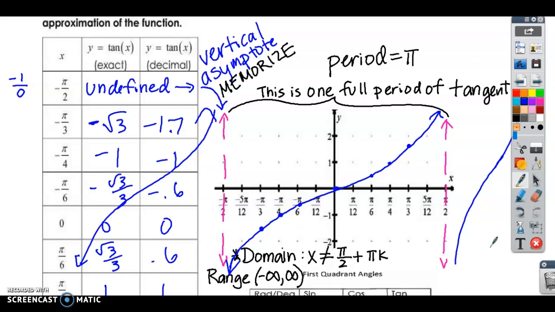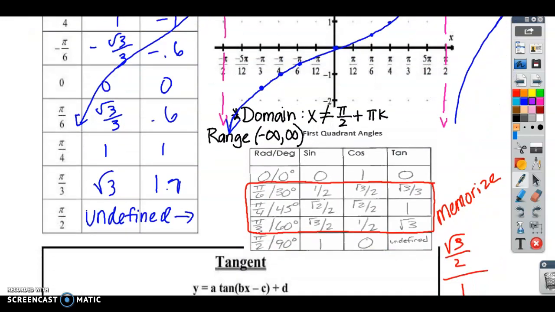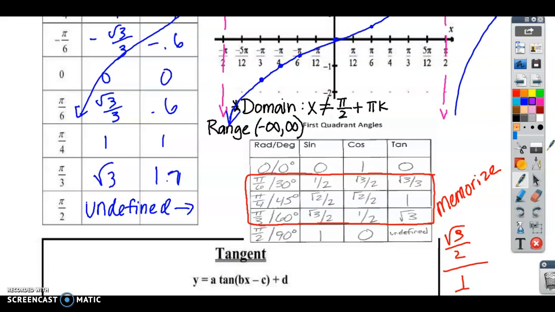Our period is different. For sine and cosine, it is 2 pi. For tangent, it is pi, okay? And the range is now negative infinity to positive infinity. So we are going to have some values that we can't use in the domain. So you might want to write this down.